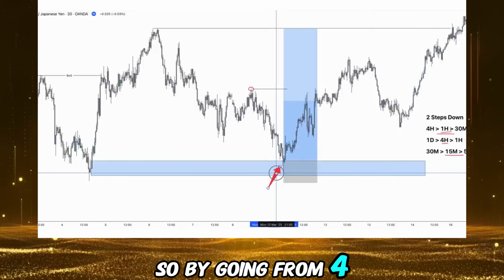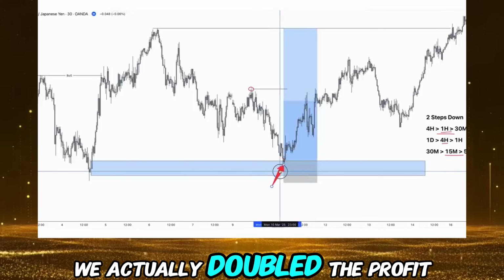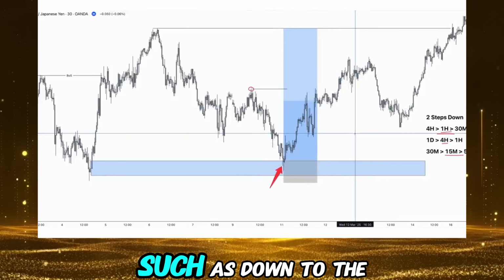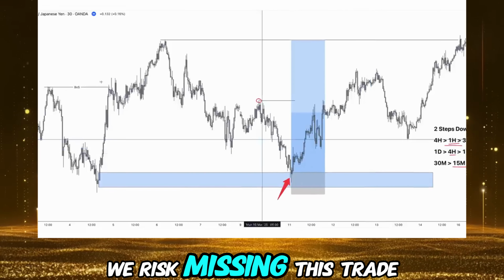So by going from 4-hour to 30-minute, we actually doubled the profit potential of this trade. But if we keep going and we go too far, such as down to the 5-minute, we risk missing this trade entirely.